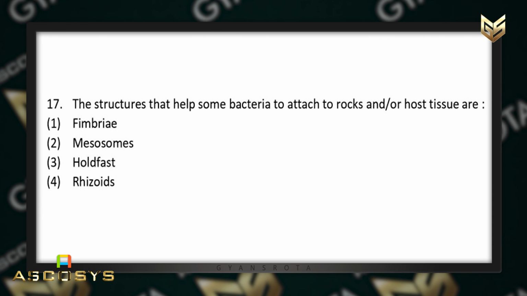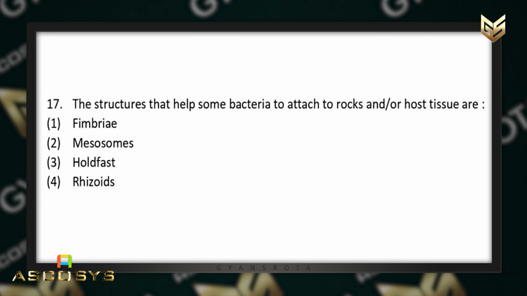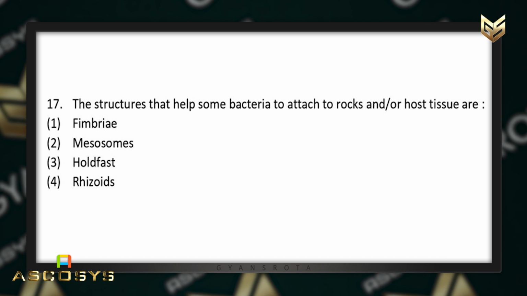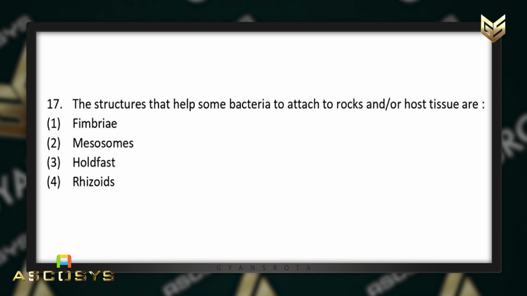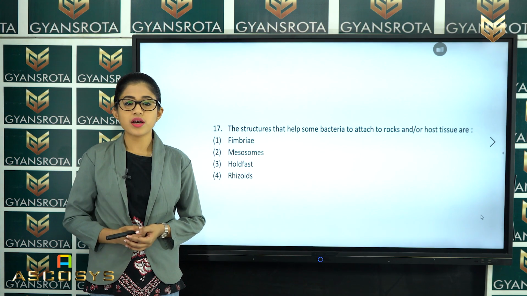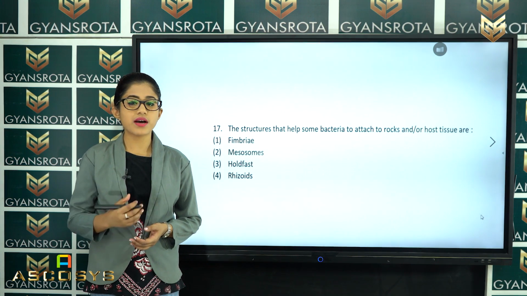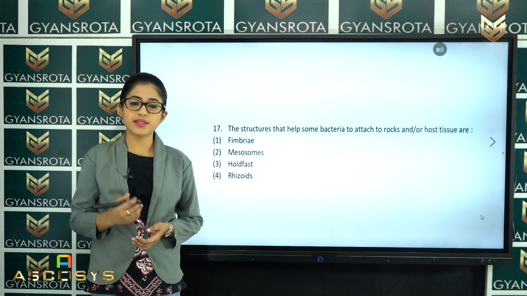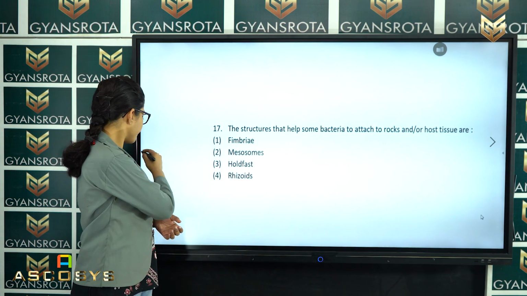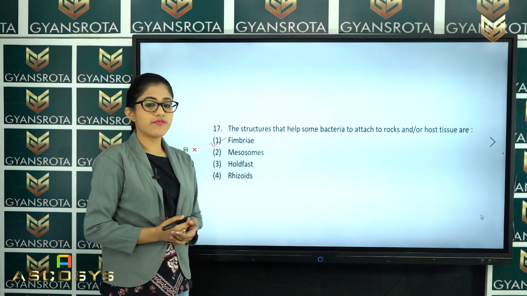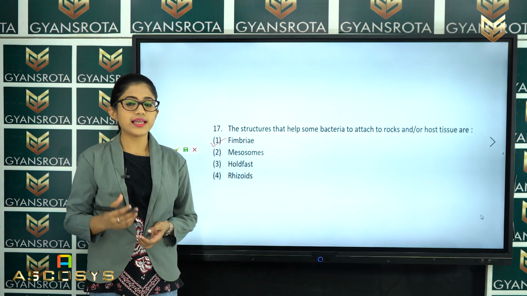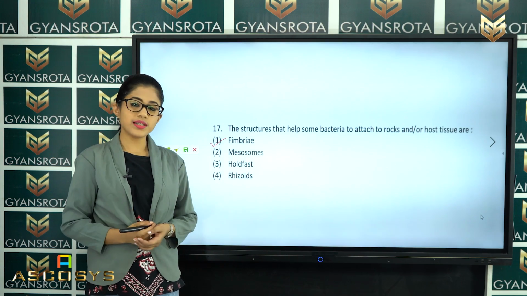The structure that helps some bacteria to attach to rocks and or host tissues are fimbriae, mesosomes, holdfast or rhizoids. So this is from the chapter Cell, the Unit of Life. So while discussing the prokaryotic cells, we have discussed the structures which are present in the bacteria. So among these four options, option number 1, that is fimbriae, are used by the bacteria to attach to the rocks or any kind of host tissue. So option number 1 is the correct answer.